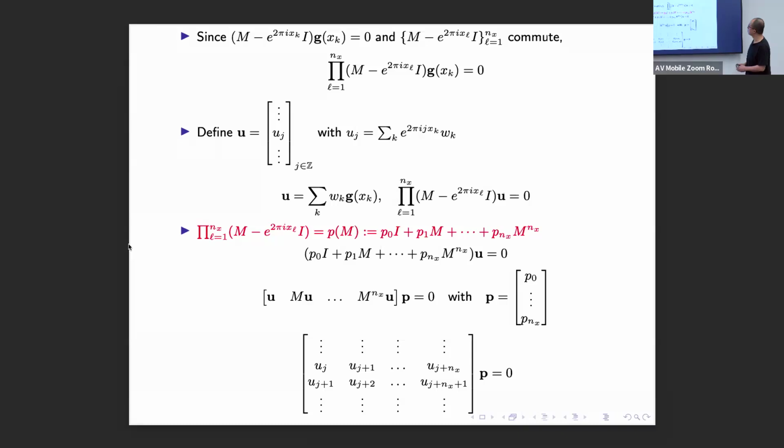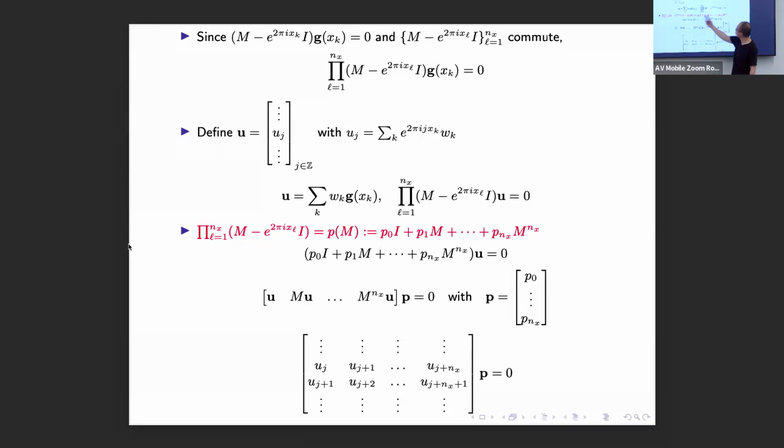Now, what does this tell us? We need one more thing, which is very important. Because this is a multiplication of M minus a constant times identity, and there are nx of them, I can write this as a matrix polynomial, which I denote by P of M. I denote the coefficients by P0, P1, all the way to Pnx. Now, I don't know the locations xl, so I don't know these coefficients. They are new to me, and I need to solve for them. But nevertheless, I can write them this way.